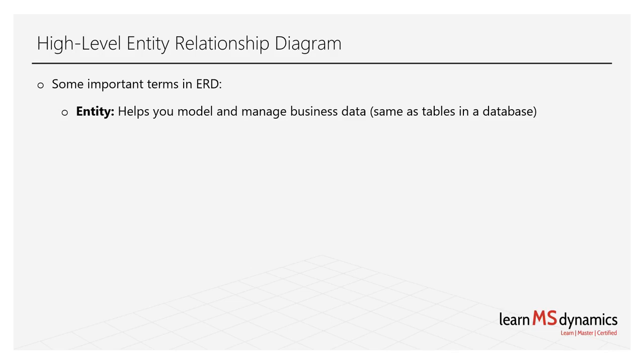So in those entities, you are basically managing business data. The next one is attributes. It holds a single value in an entity. These are also known as fields. In case you're working with previous versions of Dynamics 365, like CRM 2016 or 2015 or different previous versions, you will see developers use the term attributes. This is the same as the field in Dynamics 365 right now.